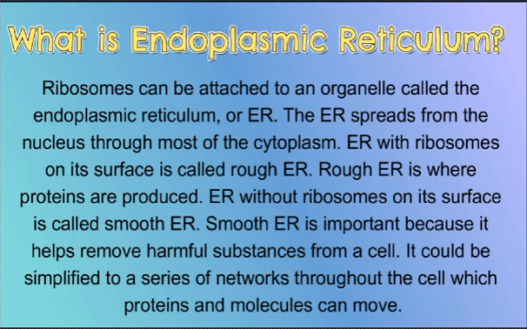The ER spreads from the nucleus through most of the cytoplasm. ER with ribosomes on its surface is called rough ER. Rough ER is where proteins are produced. ER without ribosomes on its surface is called smooth ER. Smooth ER is important because it helps remove harmful substances from a cell. It could be simplified to a series of networks throughout the cell through which proteins and molecules can move.